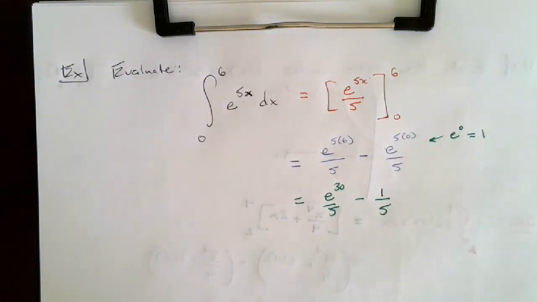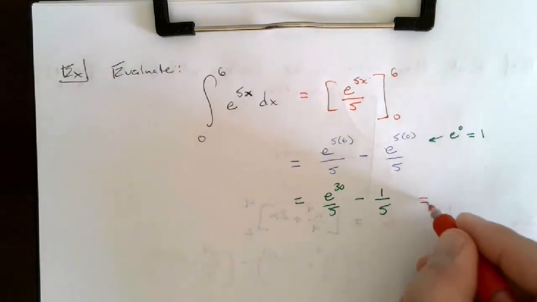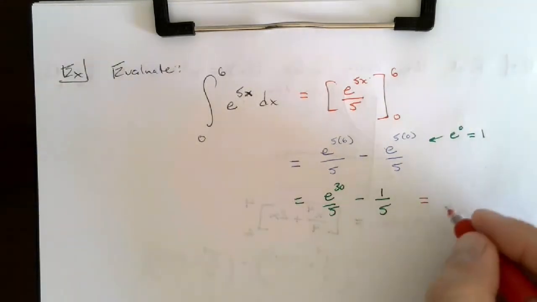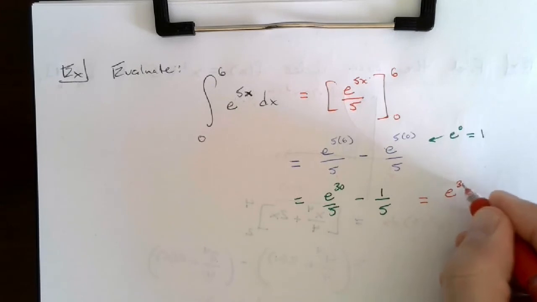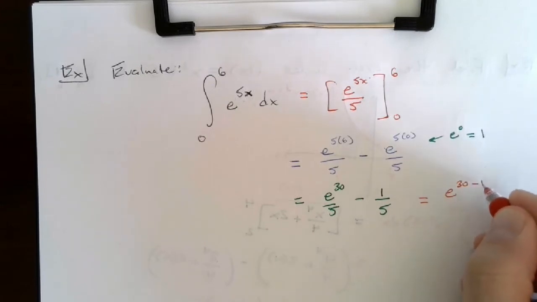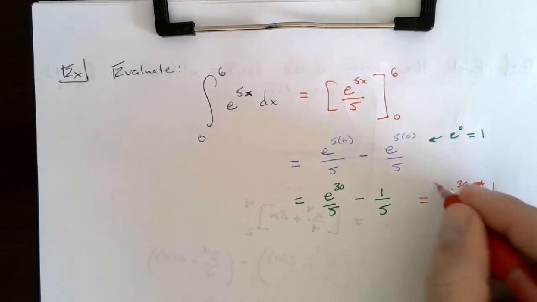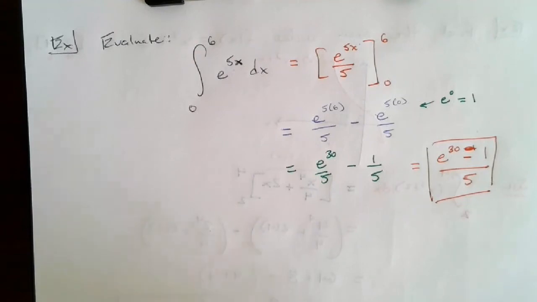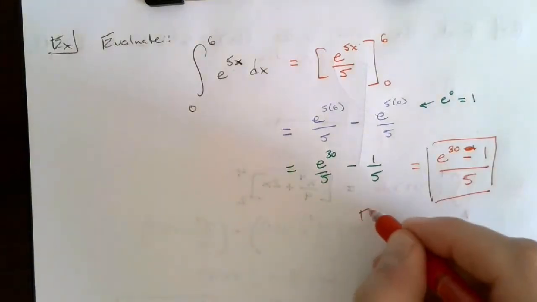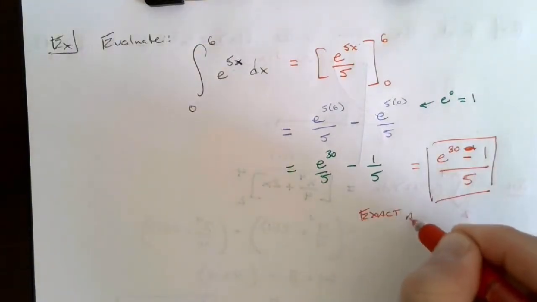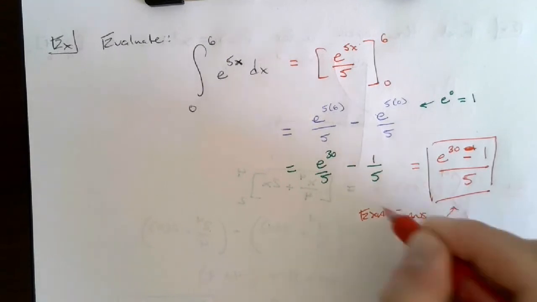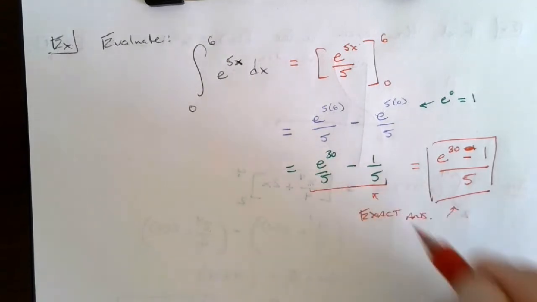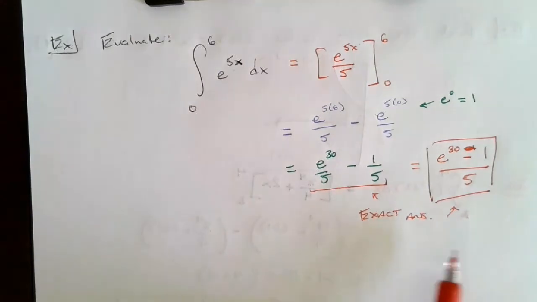And then you could leave it like this, or you could write this as a single fraction. You already have a common denominator there. You could write this as e to the 30 minus 1 all over 5. All right, so either way, just keep in mind that we want the exact answer, which is what we found. This is also the exact answer here. But the point being is that this should be the exact answer.